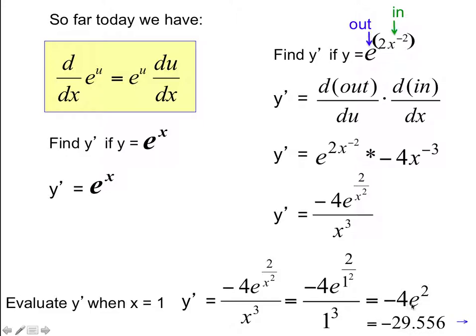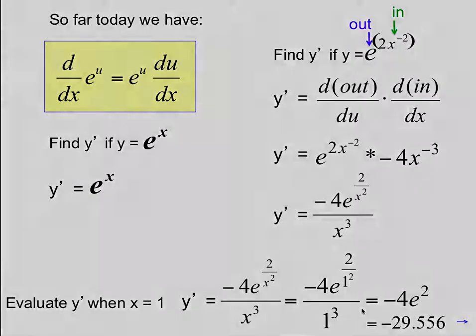And if we would calculate that, e is about 2.71. If we square it and multiply it by minus 4, we get about 29 or maybe close to 30, just to give you a decimal equivalent.